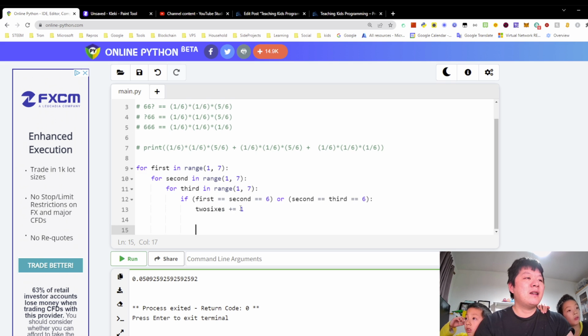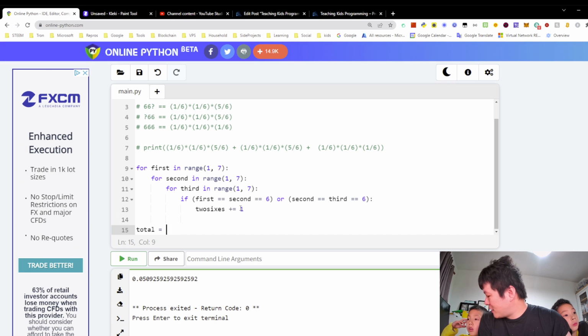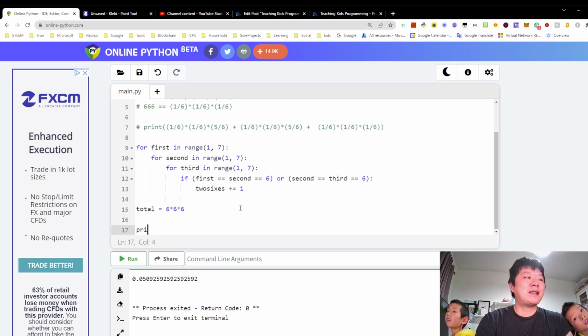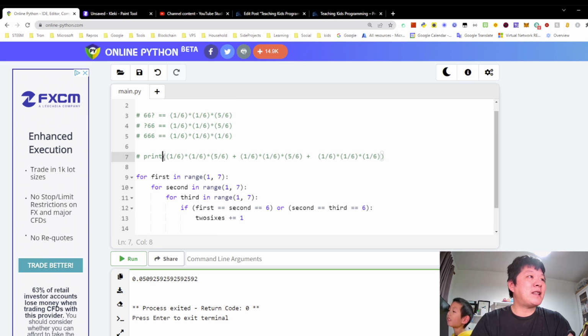Okay, what's the total number of possibilities? Do you still recall? Doing three dice at a time. What's the total number of possibilities? 216. Okay, so it's 6 times 6 times 6. So basically, we just want to print the 2_6, because this is 2_6 divided by total, right? Okay, so let's see if this is the same.